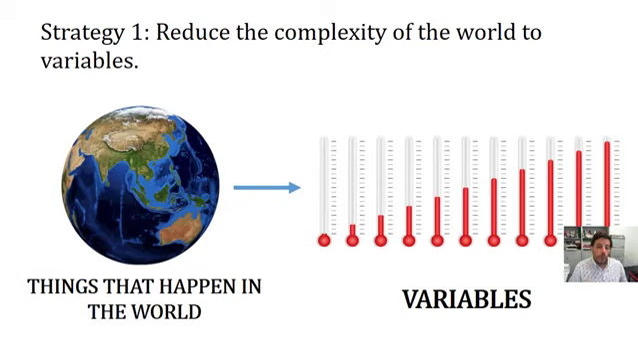Now, this simplification allows us to do research. Without doing this simplification, we cannot actually do research because the complexity of the world is too much. In order to take into account all the factors, we would never start doing any research. Okay, so this is an important factor, reducing the complexity of the world into variables.